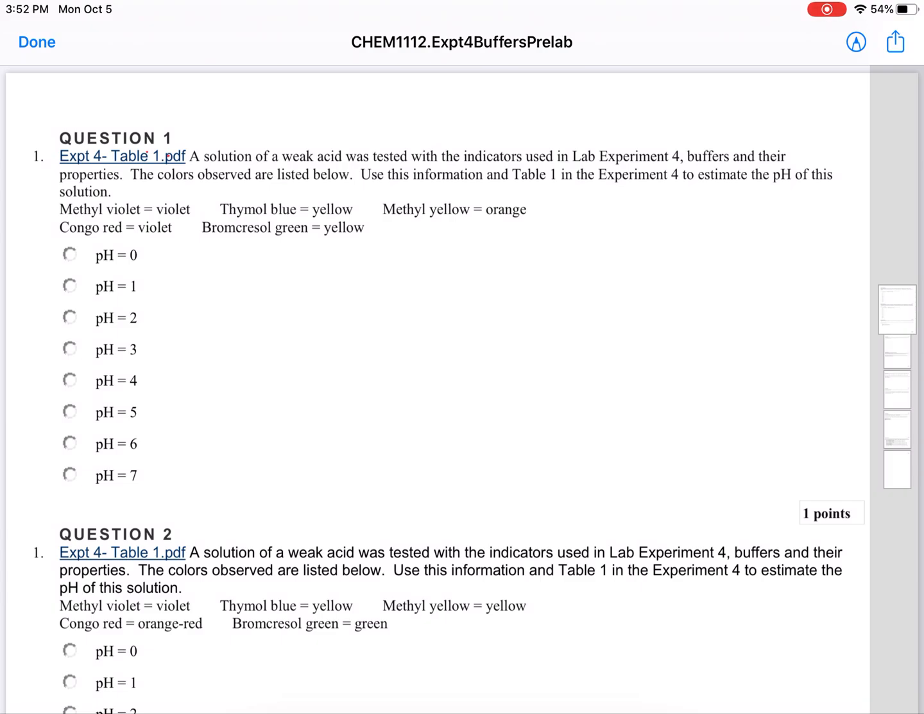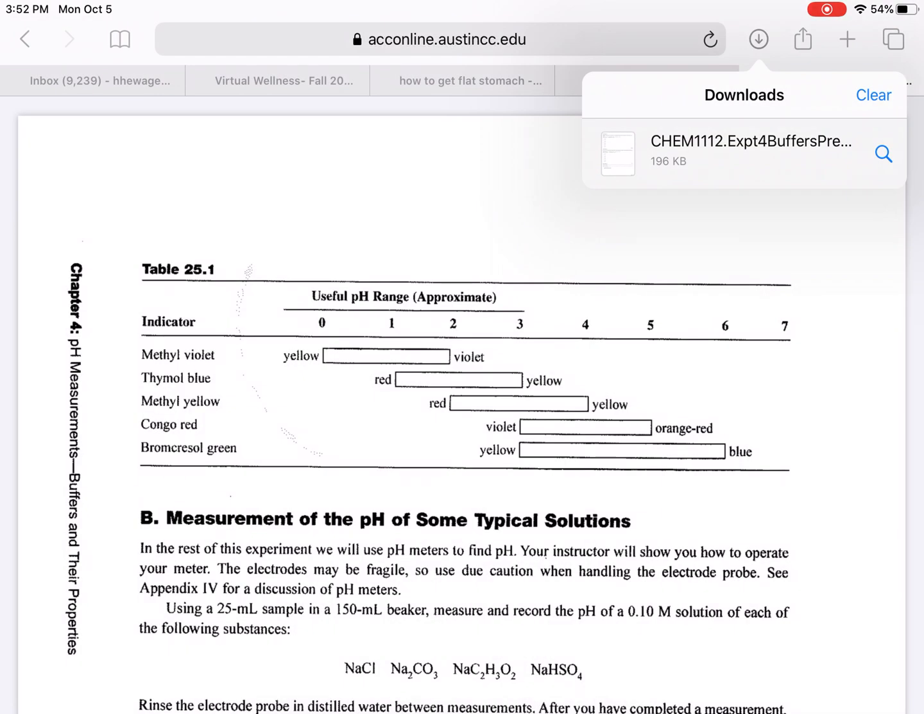Congo red, violet. So if the solution is violet in color with Congo red, what pH do you think that's going to be? pH 3. It's not orange red. If it is orange red, then it's going to be around 5. And with bromocresol green, it's yellow in color. Now our question is, what is the pH of the solution? So what do you think? Is it going to be 2? Going to be 3, 4, 5, 6, 7? Which one is it?